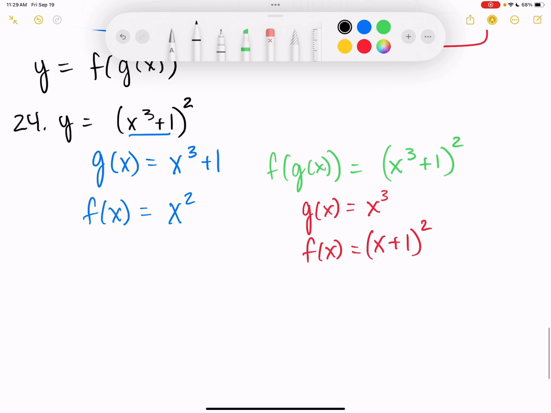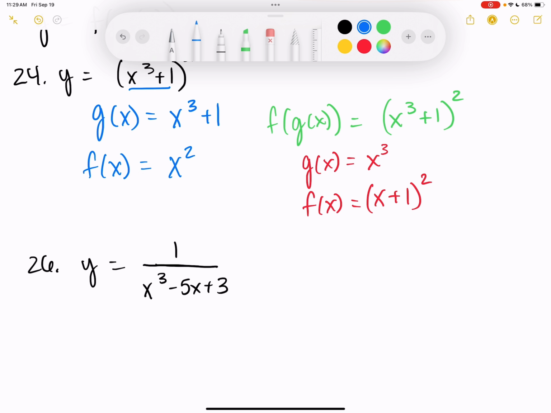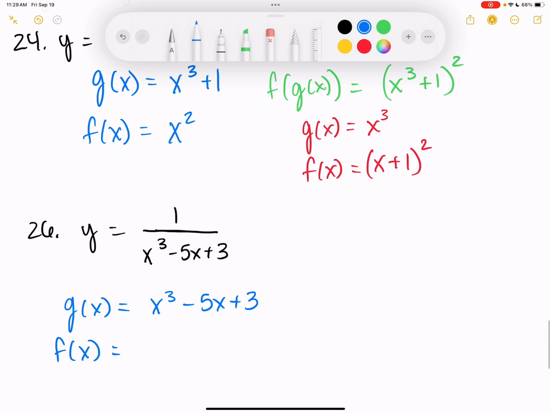All right, 26. Y equals 1 over x cubed minus 5x plus 3. All right, any ideas of what g of x should be? 1 over x. No. G of x is what is getting plugged in. X to the third minus 5x plus 3. Yep, x to the third minus 5x plus 3. So then, Zach, what's f of x? 1 over x.